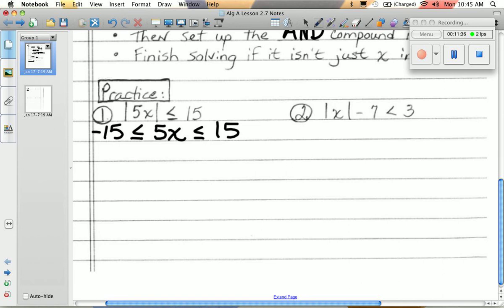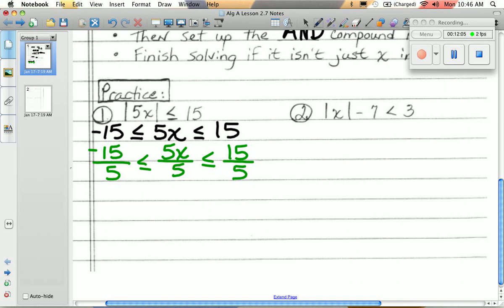Now we can solve it. What do I have to do to every region? Divide by 5. So negative 15 is going to be, and don't shortcut this and start dividing, rewrite it. Negative 15 divided by 5 is less than or equal to 5x divided by 5 is less than or equal to 15 divided by 5. In your notes, you should be able to clearly see what we did.